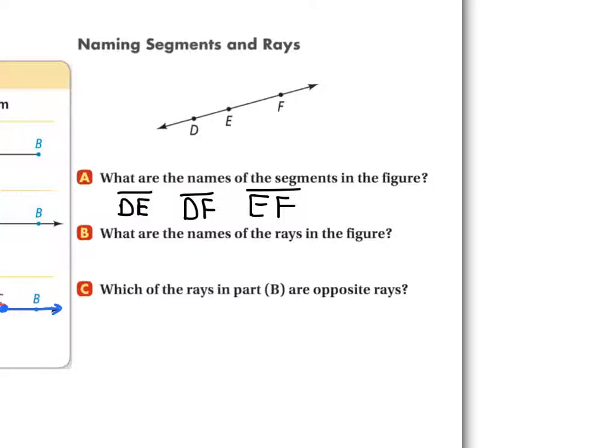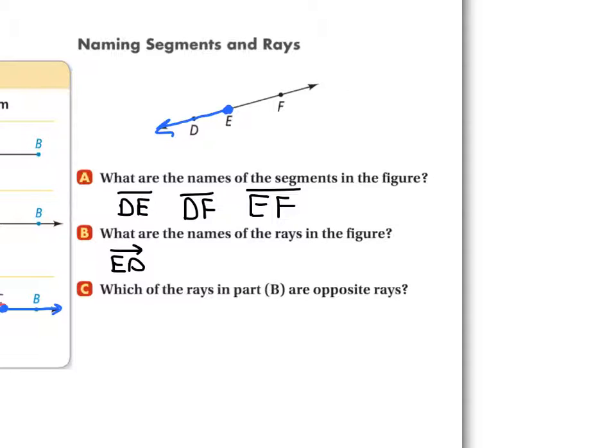How about naming rays? Anyone? Ray ED. So if you're talking about ray ED, that's how we write it. And you are hopefully talking about this ray. Yes? Starts at E, passes through D. Can I switch that around? Can I say I'm talking about ray DE? No. Okay, now wait a minute. Is it the same blue ray? No, not the same ray.